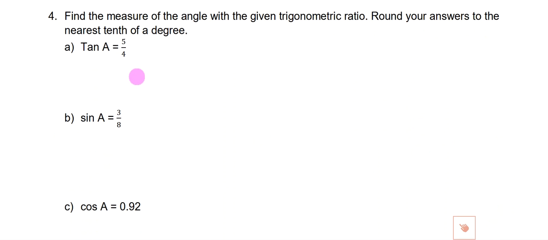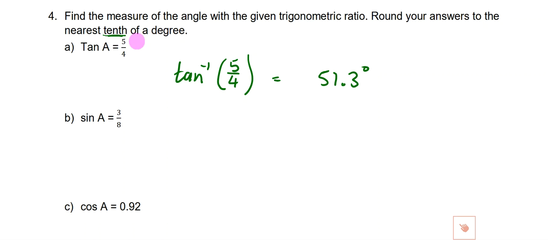Okay. Tan of A is 5 over 4. How do we find A? Yeah, you do second function tan. So we do the inverse tan of 5 over 4, and we get the answer in this case, 51.3 degrees, if we round it correctly to the nearest tenth, which is the first decimal place.